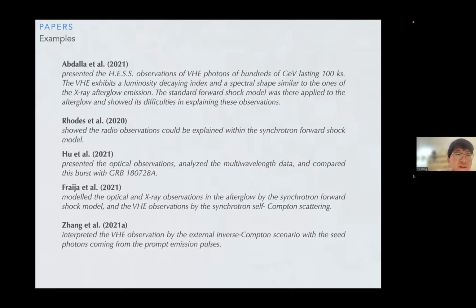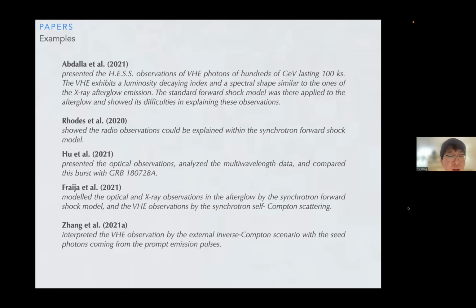So here I list some papers. The first one, by Abdalla et al., presented the HESS observation of the very high energy photons. They talked about the shape of the light curve being similar to others. They also said the standard afterglow model was applied and showed difficulties in explaining the high energy observation. Then the second paper, by Rhodes et al., shows the radio observation could be explained with the synchrotron afterglow model.